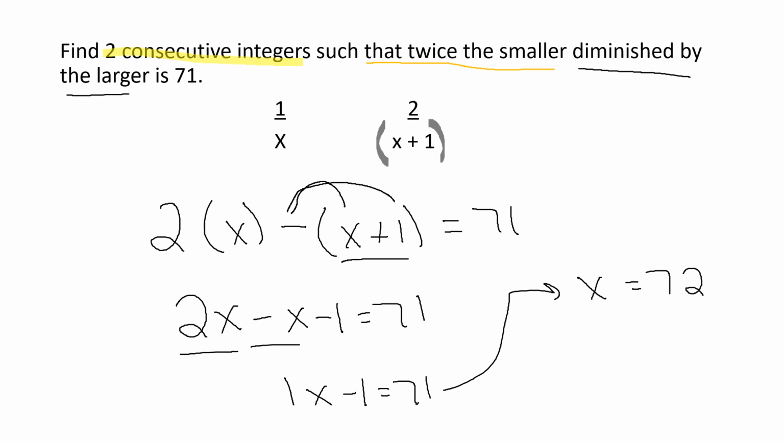Now, go back up to the top, and it says 2 consecutive integers. That means my answer should be both of those numbers. If the first number is 72, the second consecutive integer would be 73. So technically my answer is 72 and 73. Okay, let's do another one.